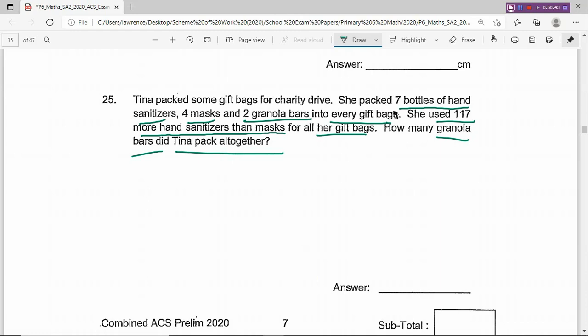Alright, so what's the method? Well, one group method, the grouping method, because I know what one group has inside. So the method here is grouping. So one bag, or you can call it one group, up to you how you want to label. So I got hand sanitizer, which is 7.